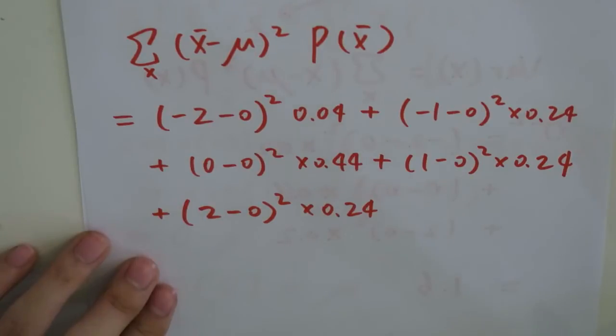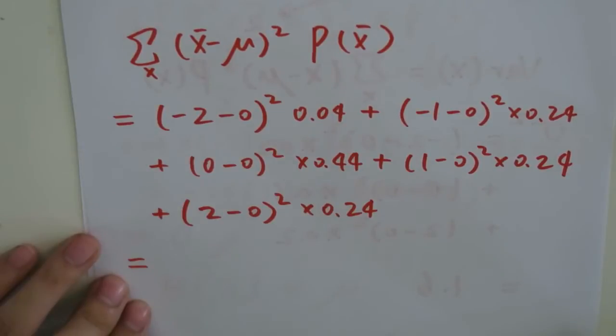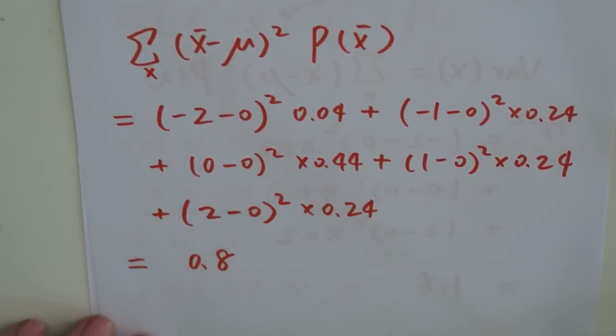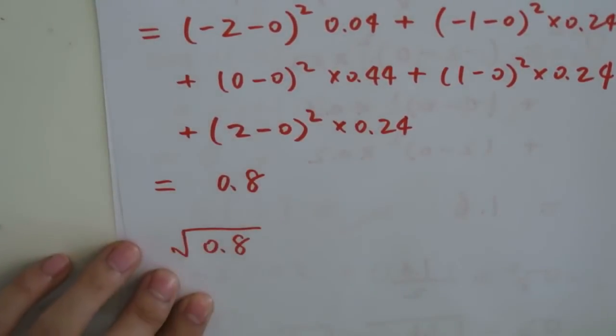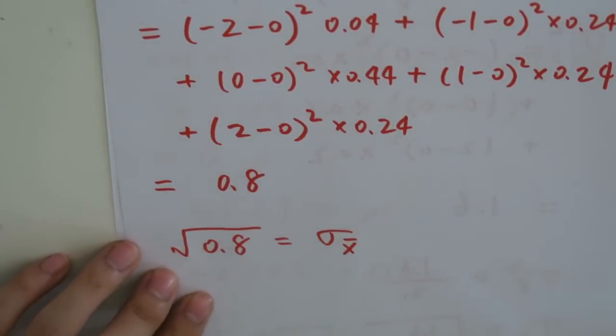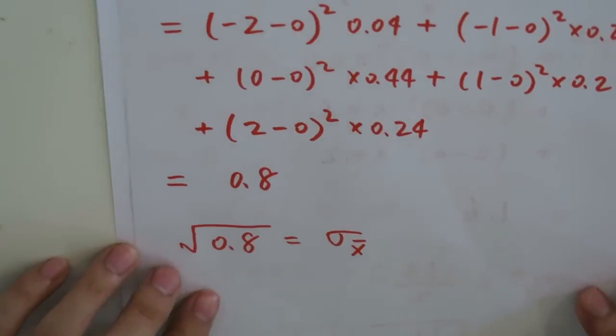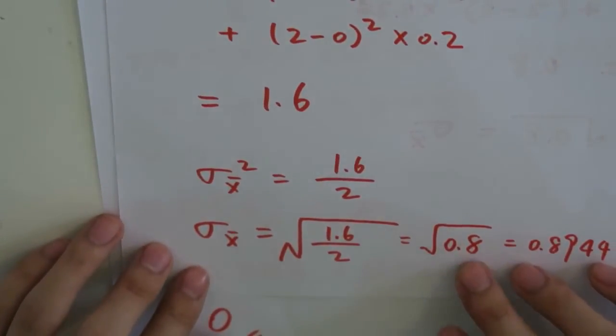Okay, so if you calculate it, this will be 0.8. Okay, so now we just take the square root of 0.8. This value will be the standard error. As you can compare with the previous method, it is the same value.